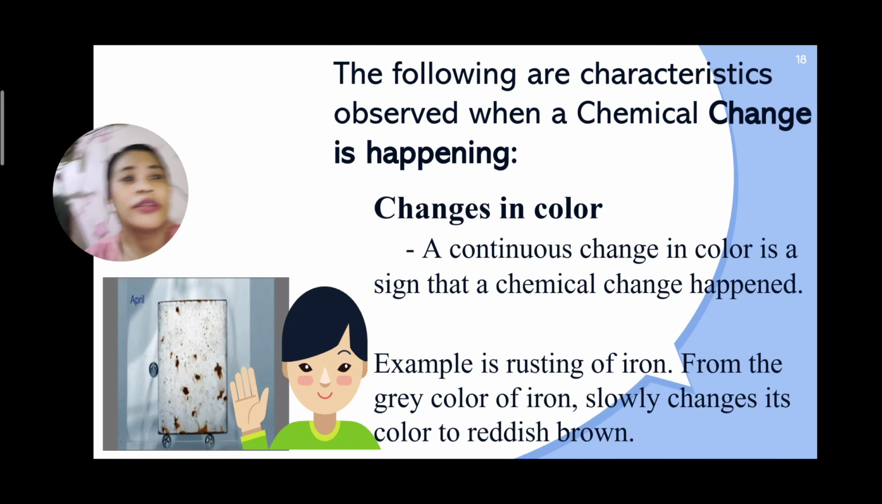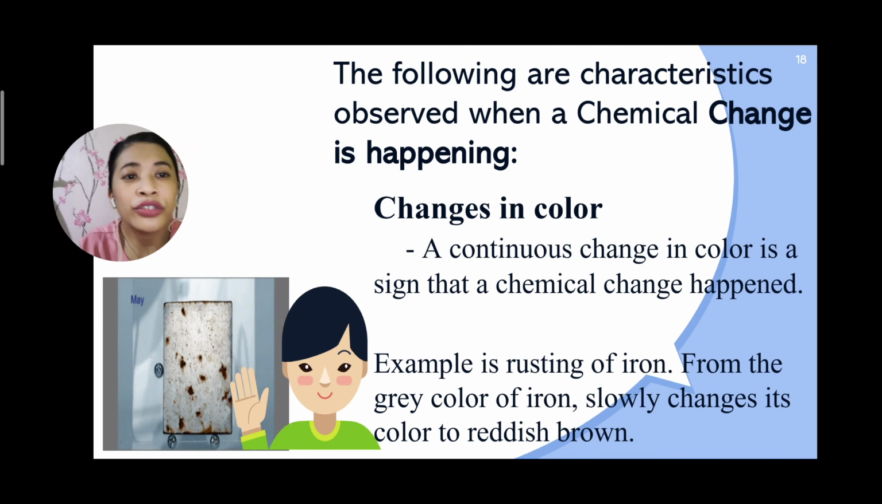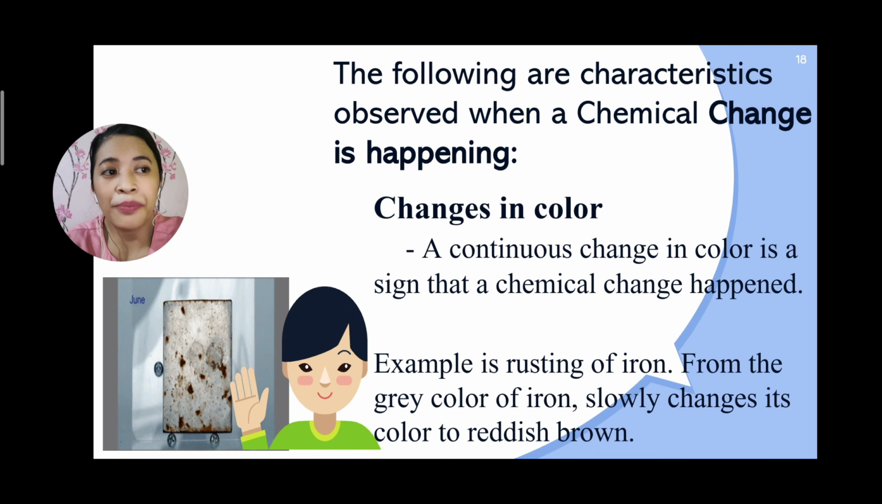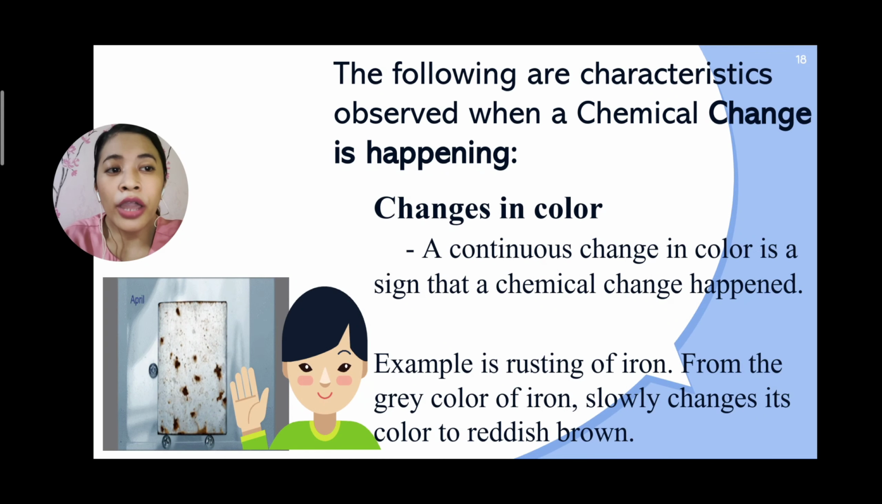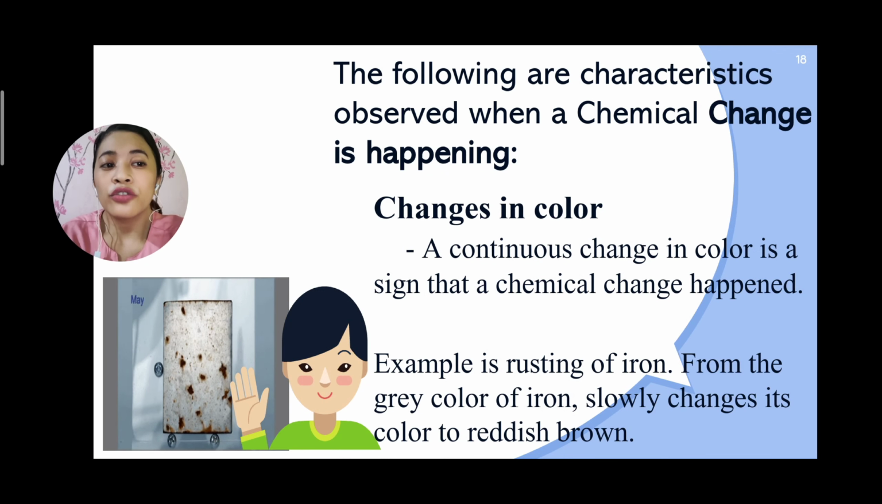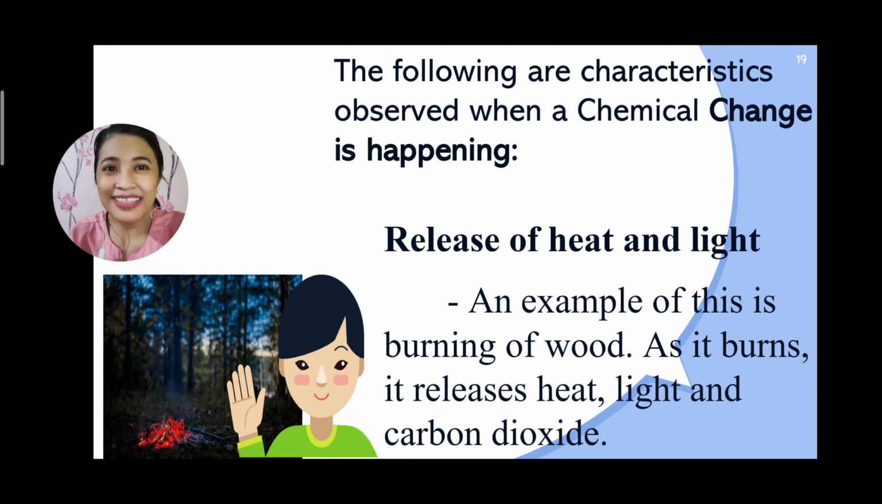Next one is changes in color. A continuous change in color is a sign that chemical change has happened. Example is rusting of iron. From the gray of iron, it slowly changes its color to reddish brown. Next is the release of heat and light. An example of this is burning of wood. As it burns, it releases heat, light, and carbon dioxide.